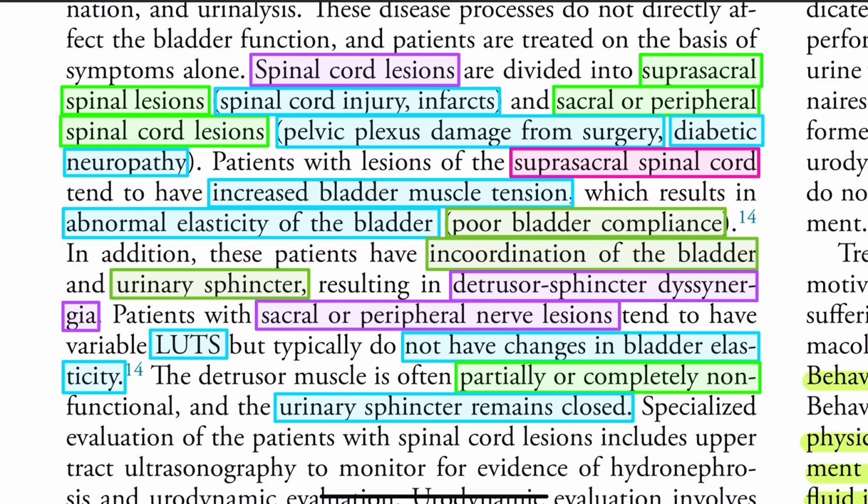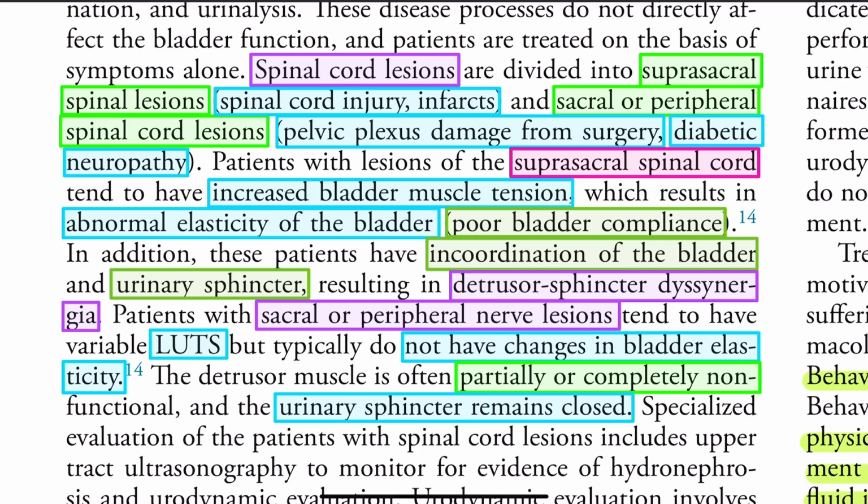Suprasacral spinal cord lesions tend to increase bladder muscle tension, like an upper motor neuron lesion, with abnormal elasticity of the bladder, which leads to poor bladder emptying. This is because of incoordination of the bladder and urinary sphincter, which finally leads to detrusor sphincter dyssynergia.